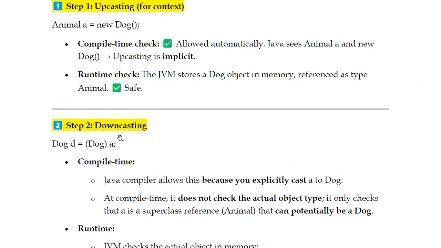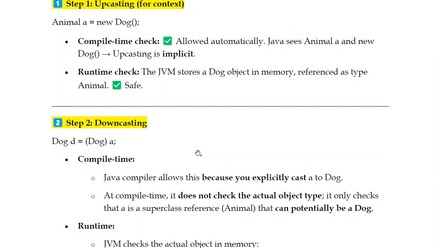What is the actual object type? The new Dog will not be checked. Kindly make a note of it: at compile time, it does not check the actual object type, whether the Dog object is created or not. It will only check that a is a superclass reference that can potentially be a Dog. It checks whether a comes under the Animal class reference or not. Yes, so it can potentially be a Dog.